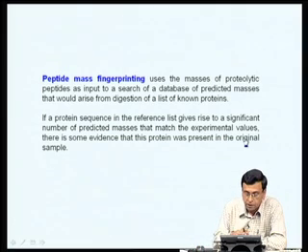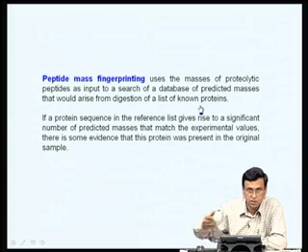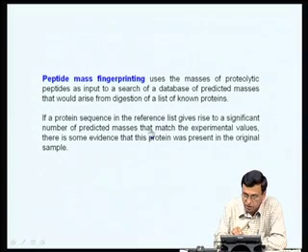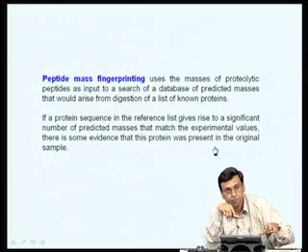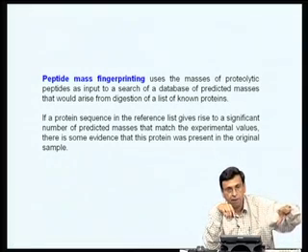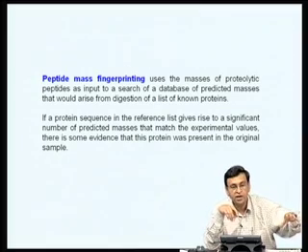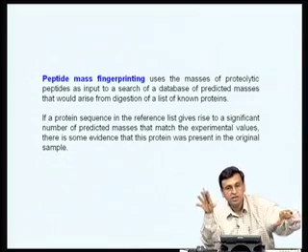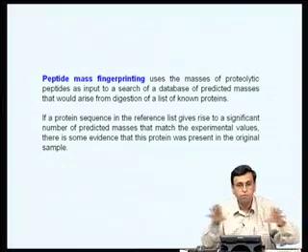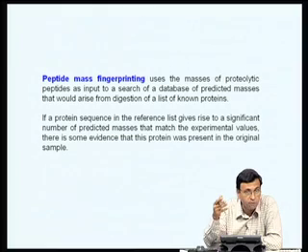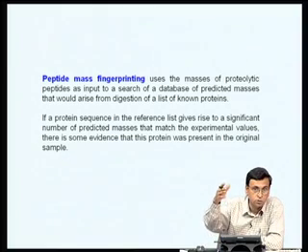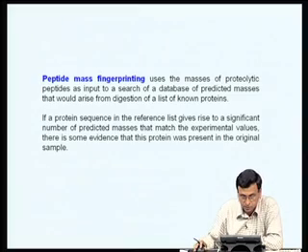So peptide mass fingerprinting uses the masses of the proteolytic peptides as input to a database of predicted masses that would arise from the digestion of a list of known proteins. This is what I explained just now. So if a protein sequence in the reference list gives rise to a significant number of predicted masses that match the experimental values, there is some evidence that this protein was actually present in the original sample. So the masses of the various peptides that you have generated experimentally, you compare against the predicted tryptic digestion pattern of all known proteins, and if this peptide fragmentation matches, then you can be reasonably confident that your protein is likely to be what is depicted from the database.